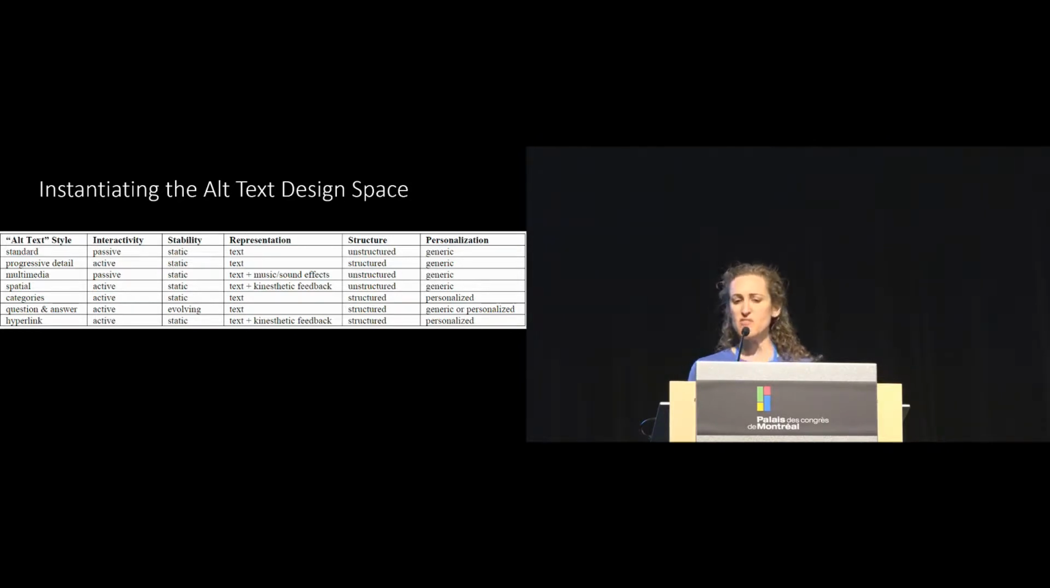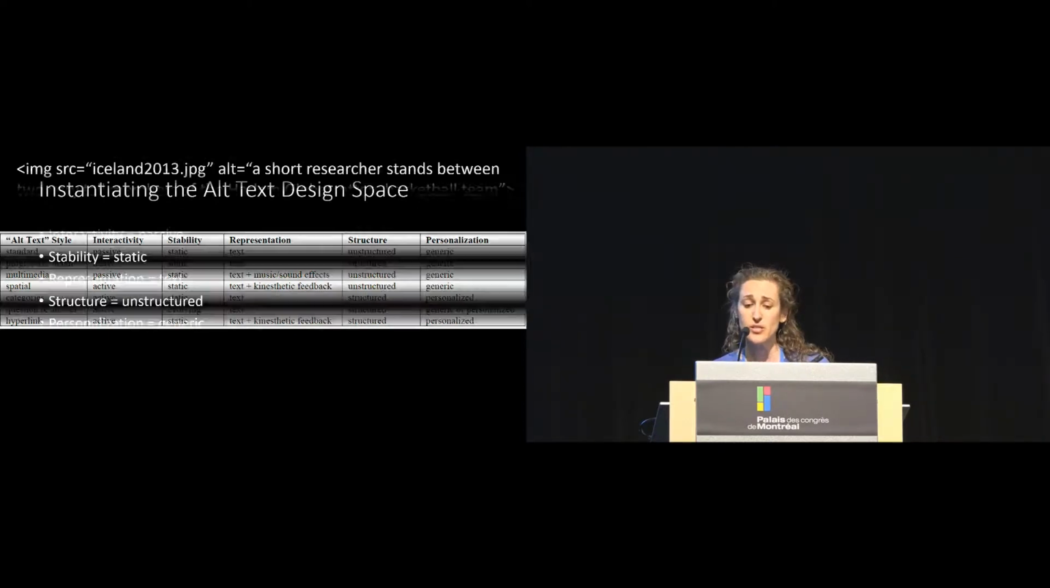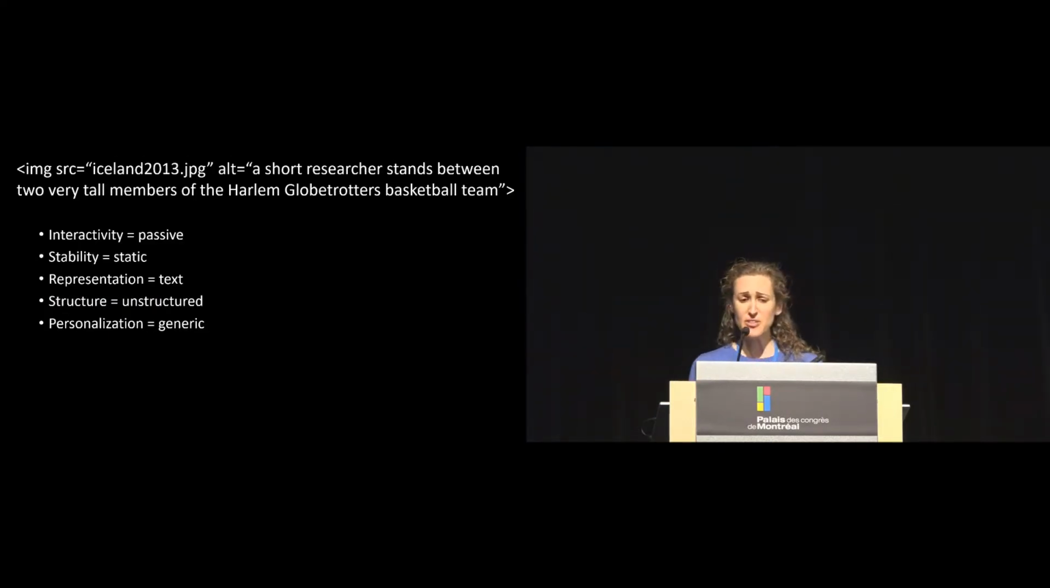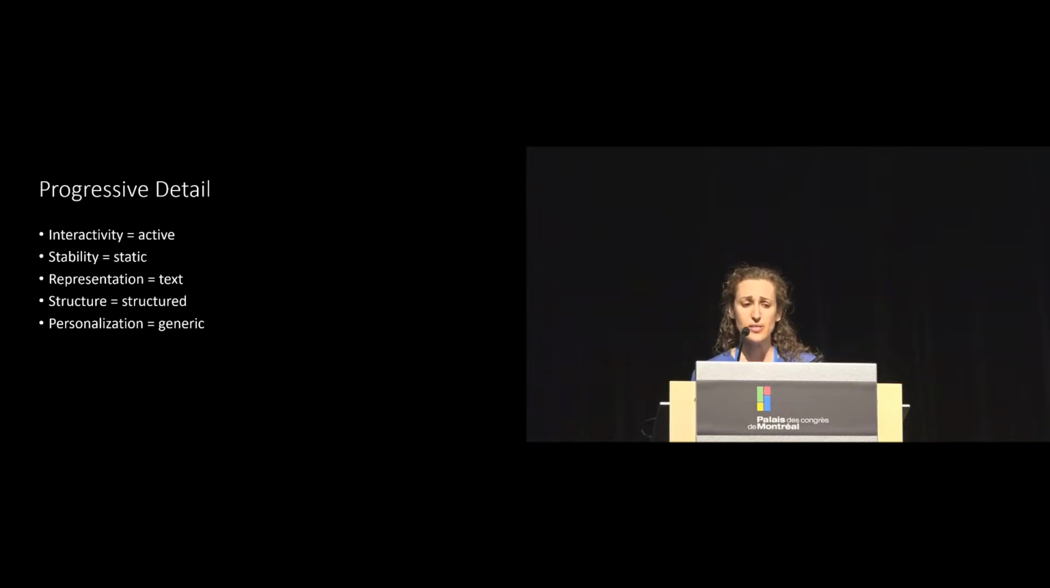So drawing inspiration from our design space, we prototyped 6 novel interactions that illustrate different properties of the taxonomy, which I'll introduce to you now. So first, once again, just considering standard alt text that I presented before in the context of our taxonomy, today's alt text is passive, static, text-based, unstructured, and generic to all users.